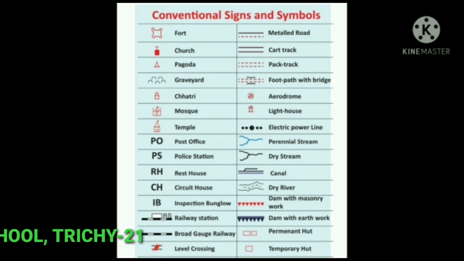Conventional signs and symbols: fort, church, pagoda, mosque, temple, post office, police station, rest house, railway station, dry stream, canal, dry river, temporary hut, tower, antiquities, etc.